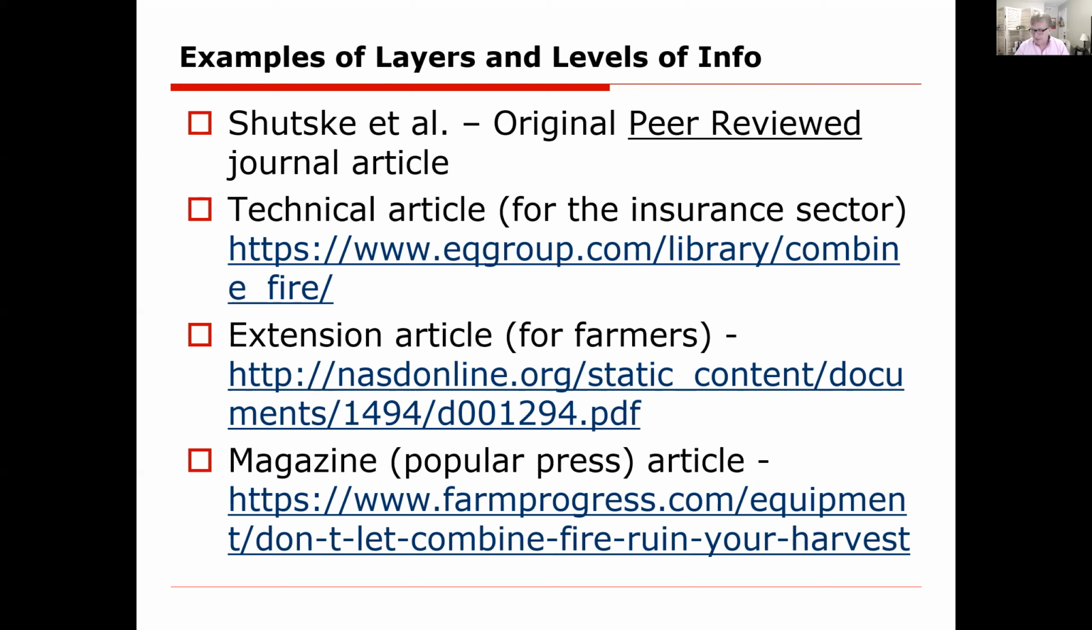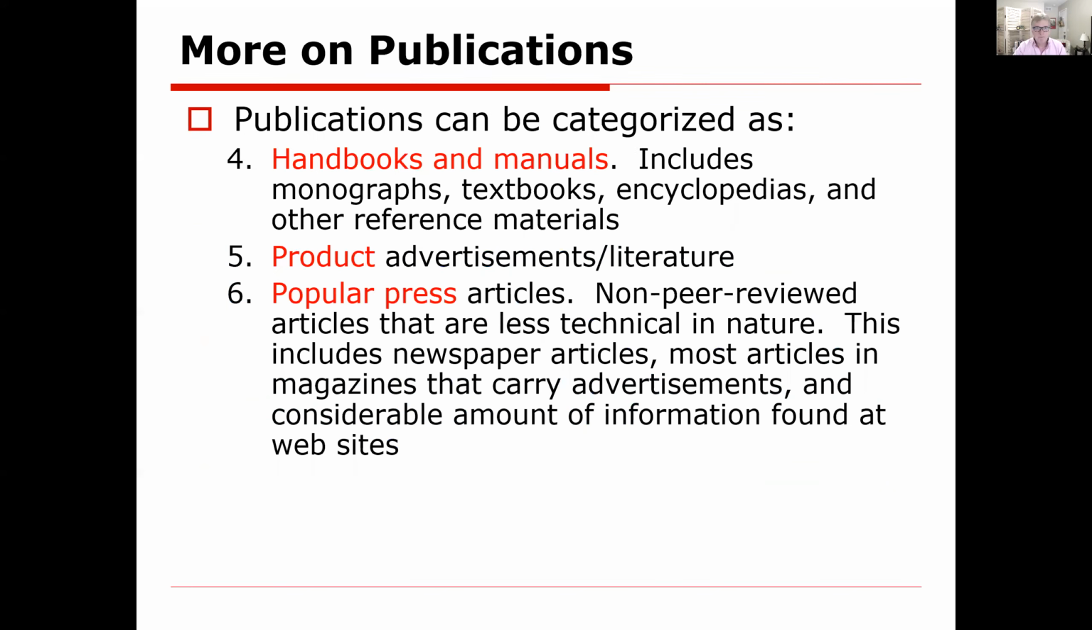Or in some cases, it gets published as popular press, or in this particular case, a magazine article that was published by an organization called the Farm Progress Publications. Here in Wisconsin, I believe it's called the Wisconsin Agriculturalist. You will probably locate some other types of publications, handbooks, manuals. This could include monographs, textbooks, encyclopedias, reference materials.